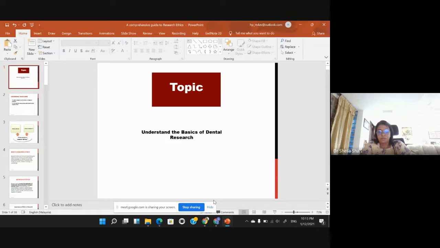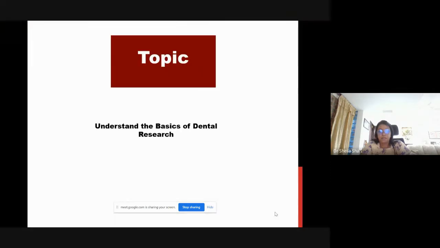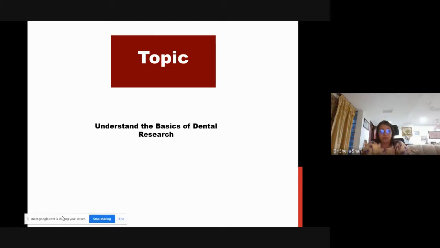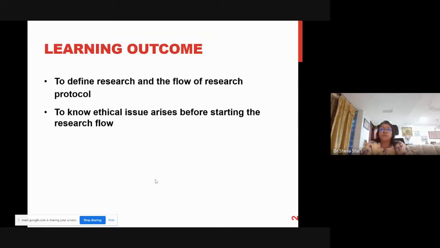So today's lesson is about understanding the basics of dental research. After following the class, you should know what is research and what is the flow of the research protocol. What are the steps that you need to take when you are doing a research, and to know the ethical issues that arise before starting the research flow.